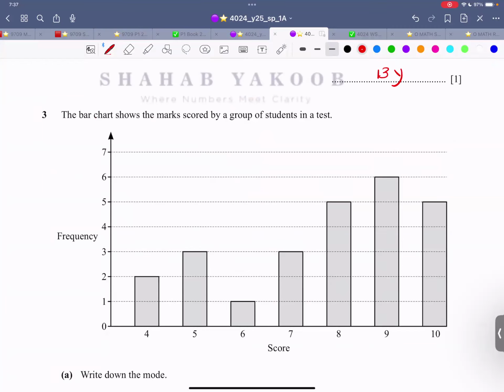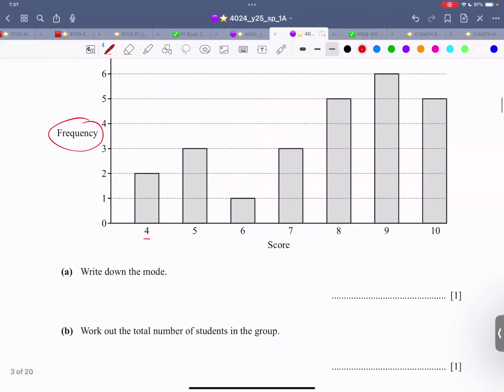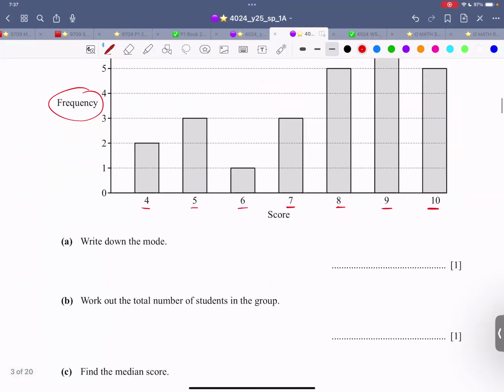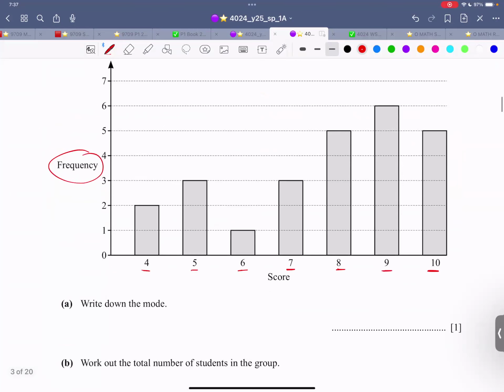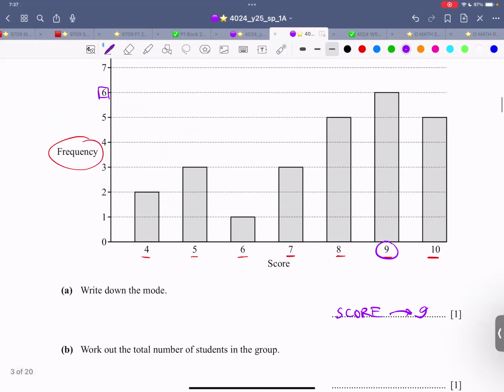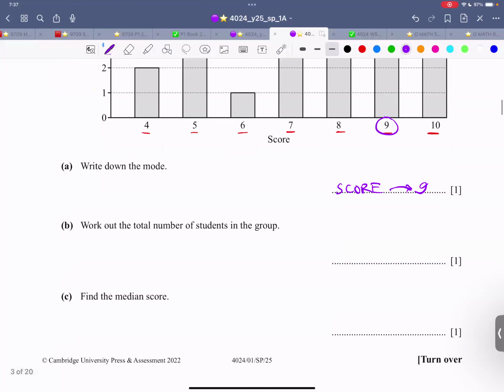The bar chart shows the marks scored by a group of students in a test. That's the frequency. And these are values for the score. And it's a bar chart, not a histogram. Keep that in mind. Write down the mode. The mode is the one with the highest frequency. The highest frequency is 6, but the score is 9. So the score that has got the highest frequency, that score is 9. First of all, take care of that. A lot of people write this answer 6. That's not the answer. That's the frequency.